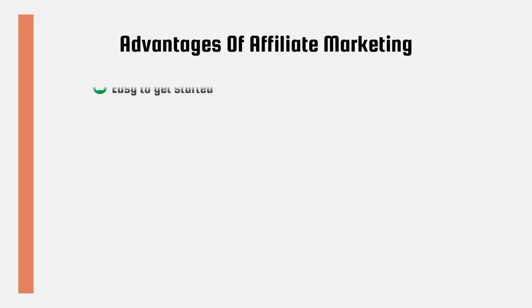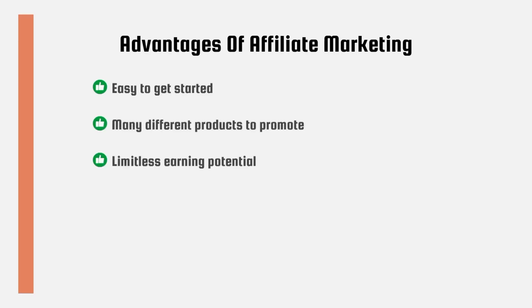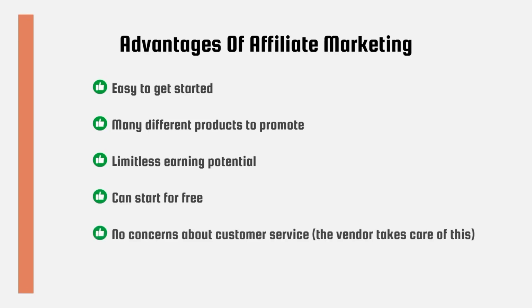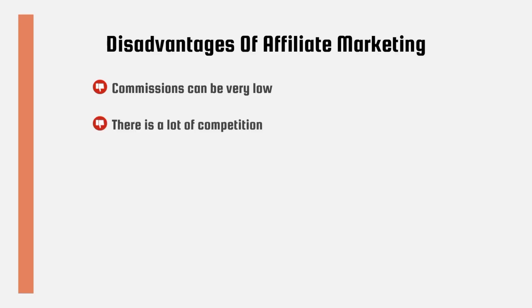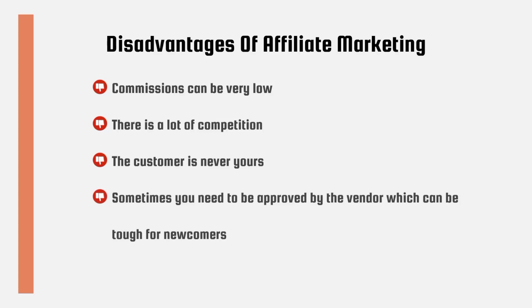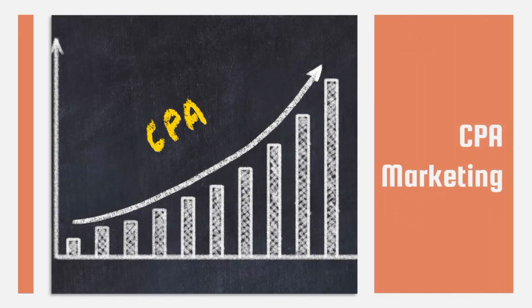Advantages of affiliate marketing. Easy to get started. Many different products to promote. Limitless earning potential. Can start for free. No concerns about customer service. The vendor takes care of this. It's a proven way to make money online. Disadvantages of affiliate marketing. Commissions can be very low. There is a lot of competition. The customer is never yours. Sometimes you need to be approved by the vendor, which can be tough for newcomers.